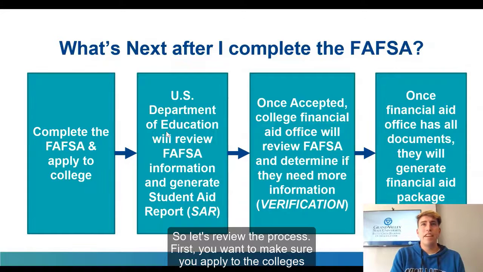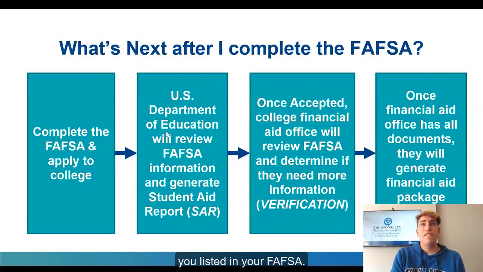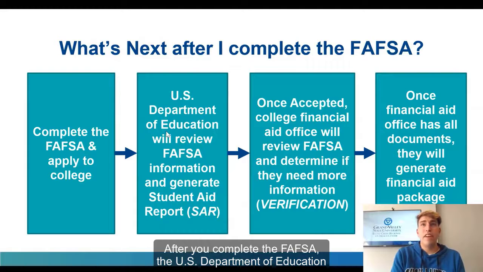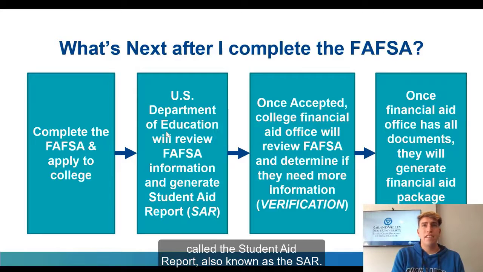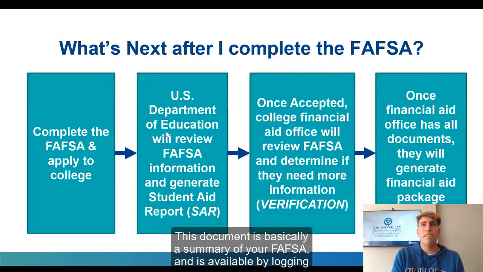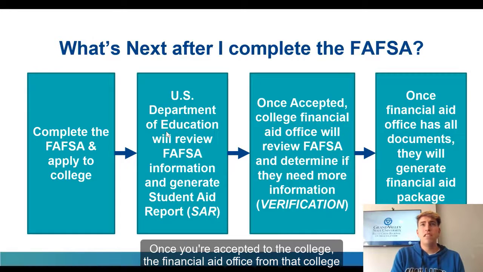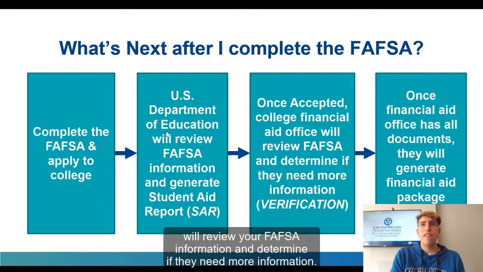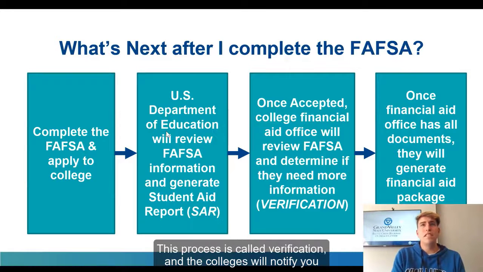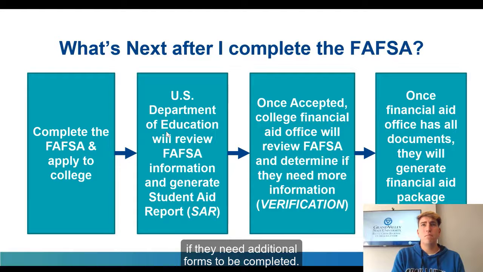First, you want to make sure you apply to the colleges you listed in your FAFSA. After you complete the FAFSA, the U.S. Department of Education will review your FAFSA information and generate a document called the Student Aid Report, also known as the SAR. This document is basically a summary of your FAFSA and is available by logging back into your FAFSA account. Once you're accepted to the college, the financial aid office from that college will review your FAFSA information and determine if they need more information. This process is called verification, and the colleges will notify you if they need additional forms to be completed.